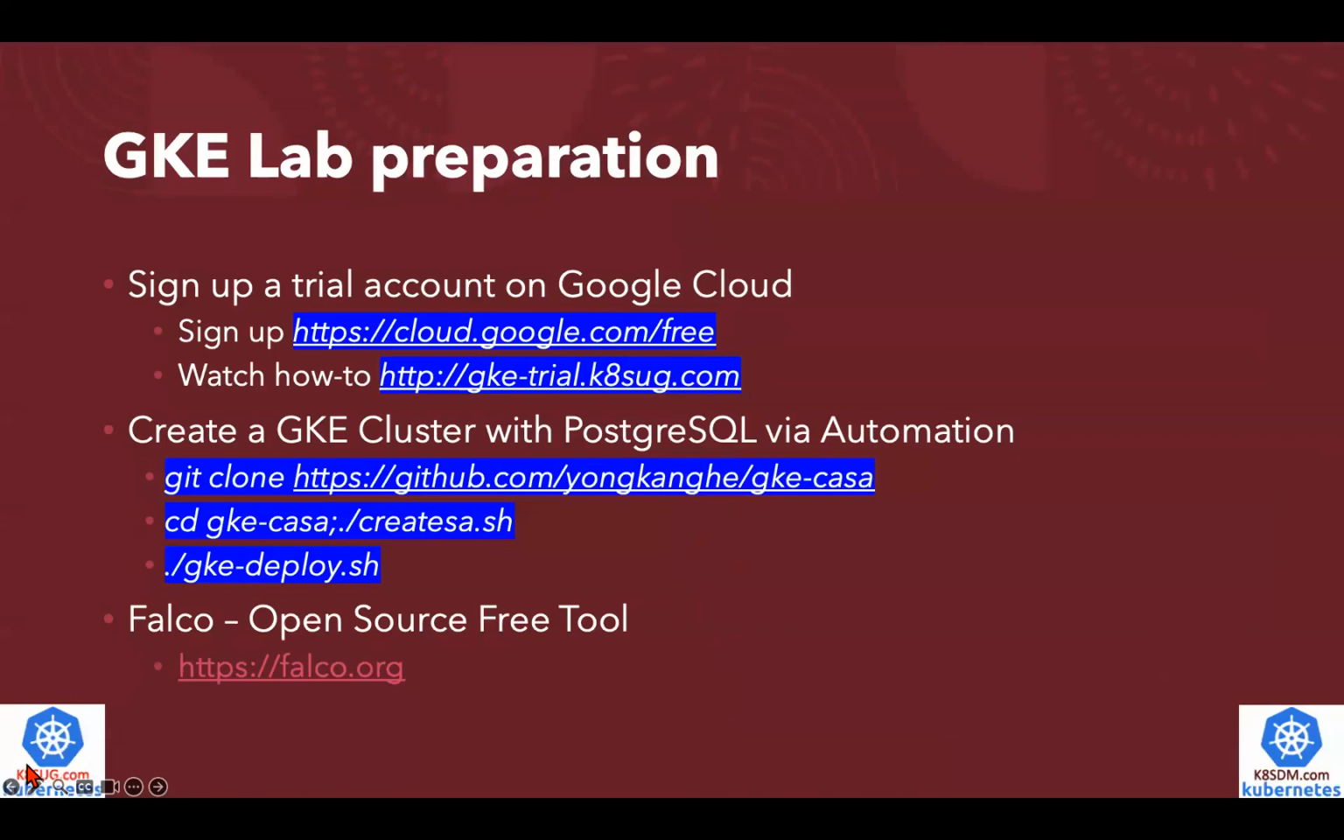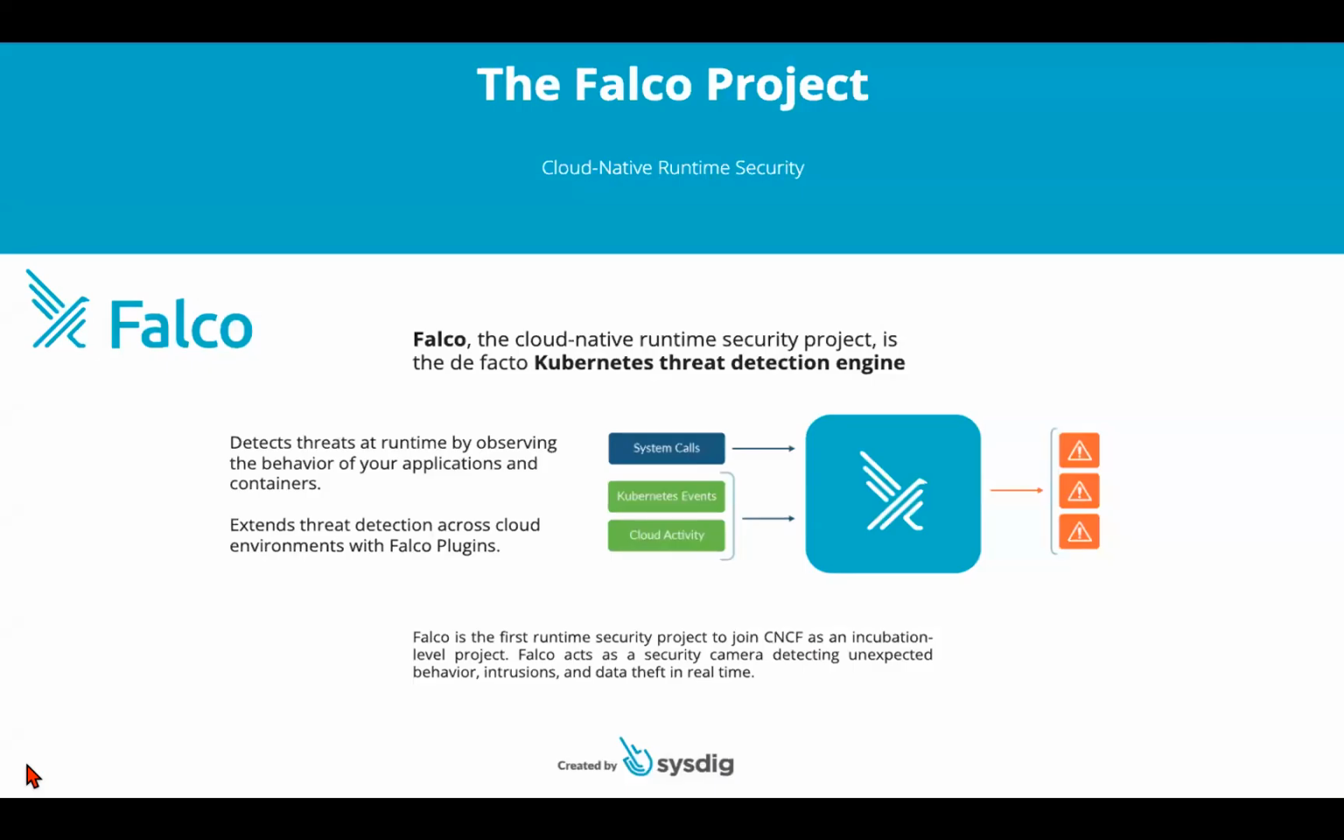So how to do it? I included the command here, and when you go back, you can try it by yourself. You just clone the repository, and then change to the directory from this GKE deploy. For Falco, I also included a link here if you're interested in learning a little bit more. But now that we are already creating the cluster, we're going to talk about Falco.